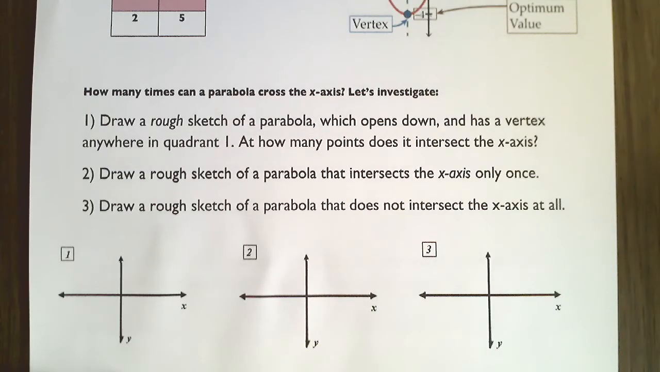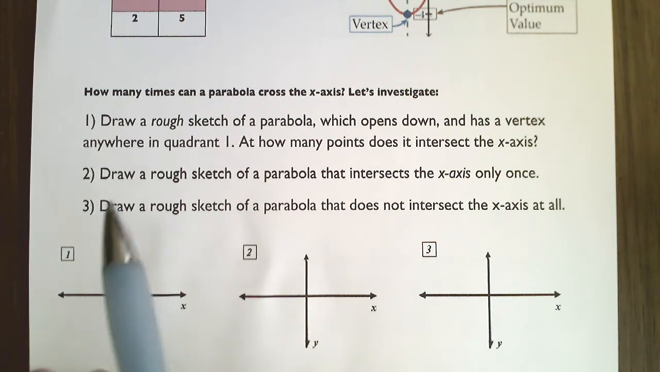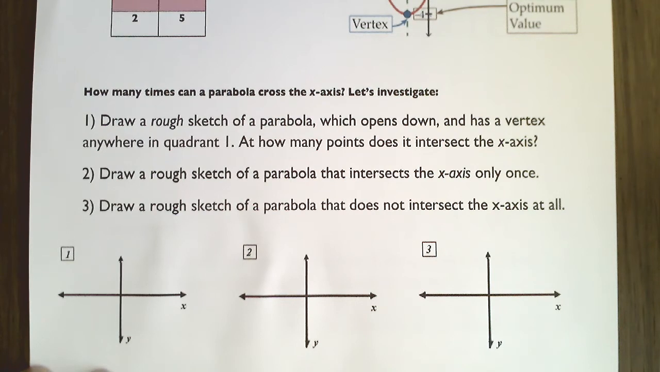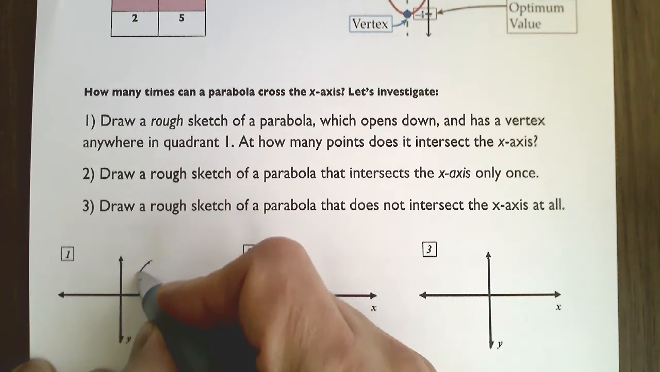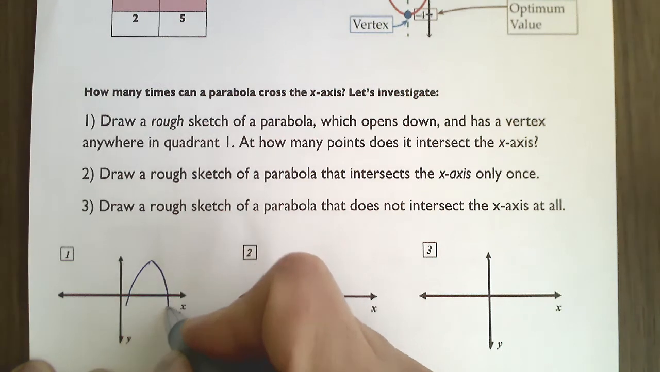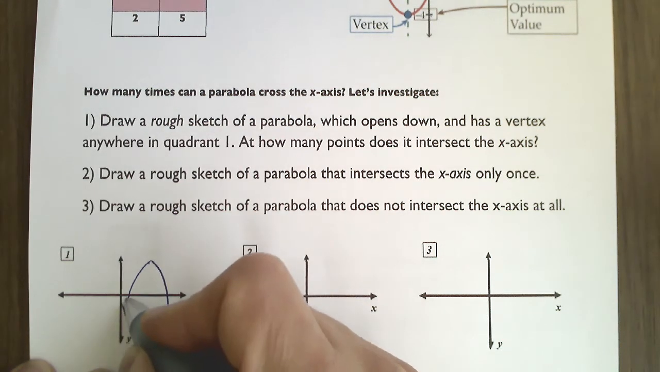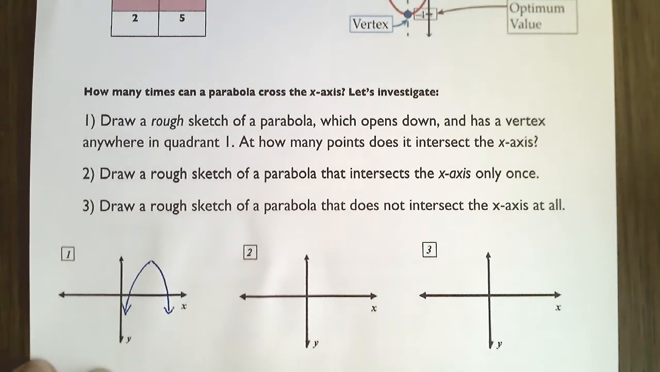Let's investigate how many times a parabola can cross the x-axis. Let's draw a rough sketch of a parabola which opens down and has a vertex anywhere in quadrant 1. If it's in quadrant 1 and opens down, I can see, we always do these arrows at the end, that it will continue in this direction. We can see that it will cross the x-axis in 2 points, which means it will have 2 x-intercepts. All right, there will be 2 x-intercepts for this one.